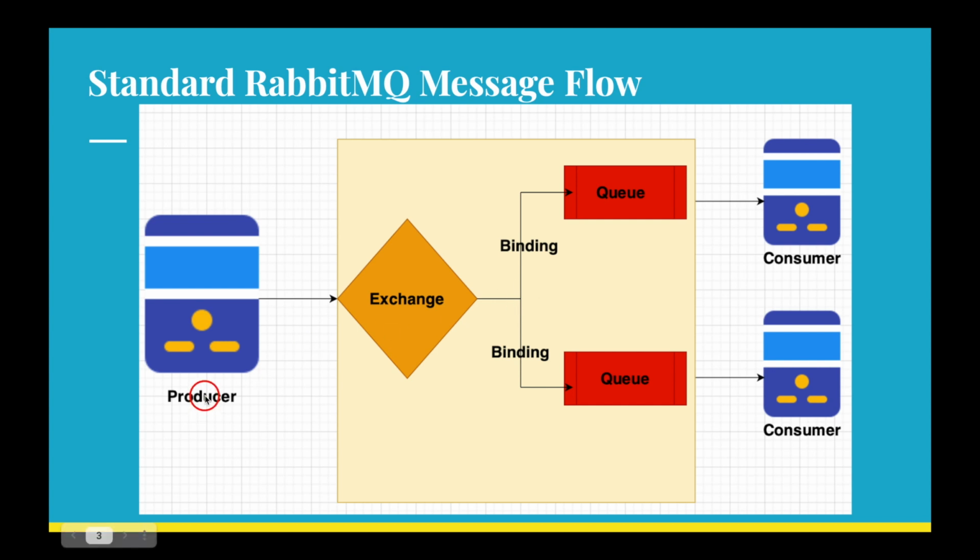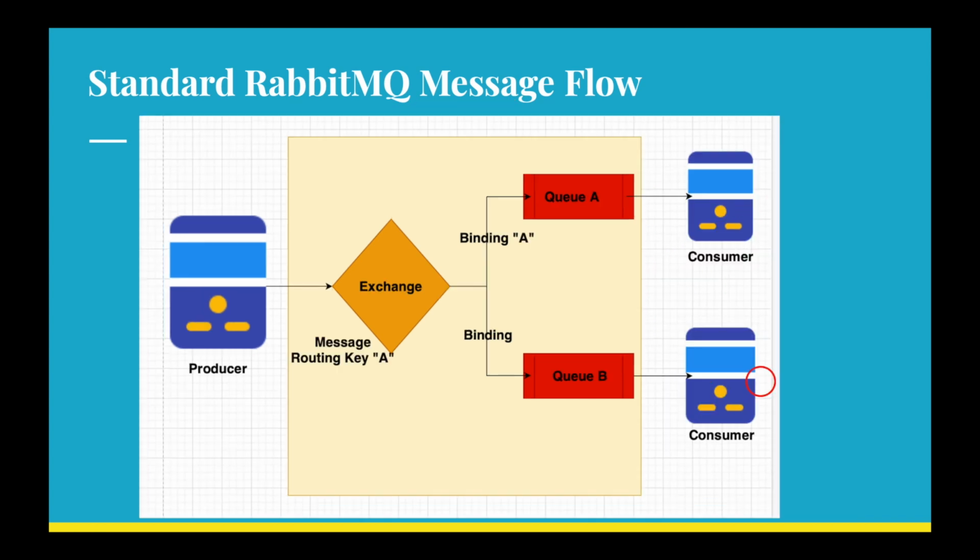So here we have a producer, exchange, binding, queue, and consumer. The producer will send the messages to the exchange. From this exchange, it will send them to the appropriate queues. From these queues, the consumer will pick the messages, that is, pull the messages from the appropriate queues. I'm going to explain in detail here.